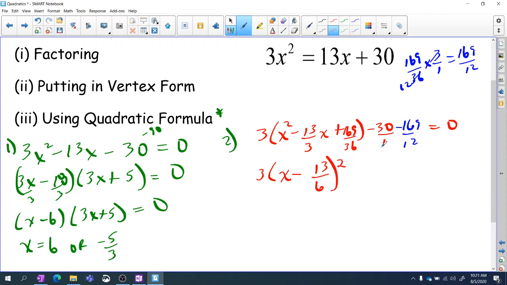Now 30 over 1, when you put it over 12, so 30 times 12 is 360. So I'm going to have here, maybe that reduced anyway, it's okay, we'll find it here. So I'm going to have, what did I say, 360, 529? Double check my math here.